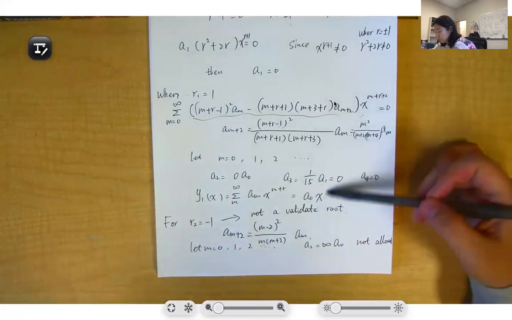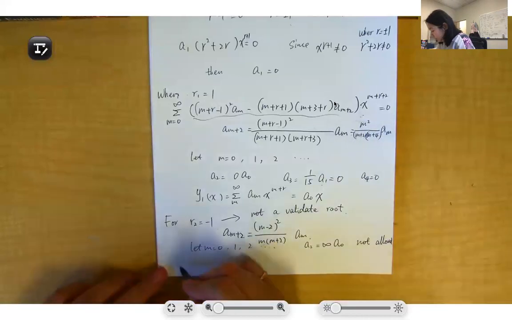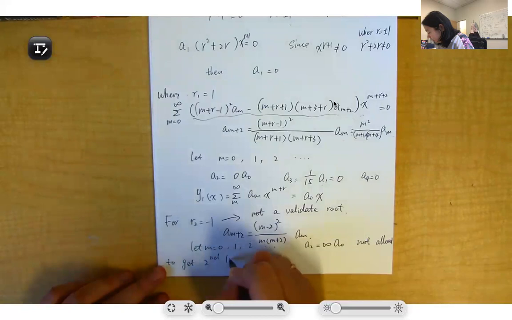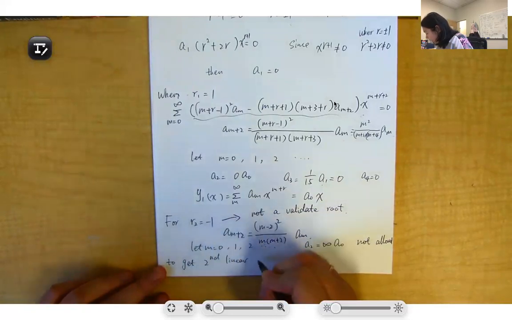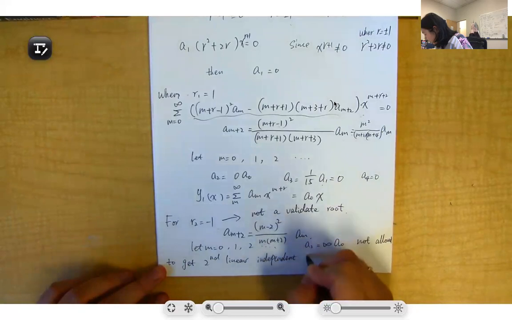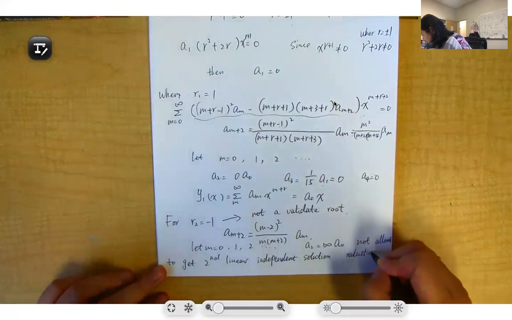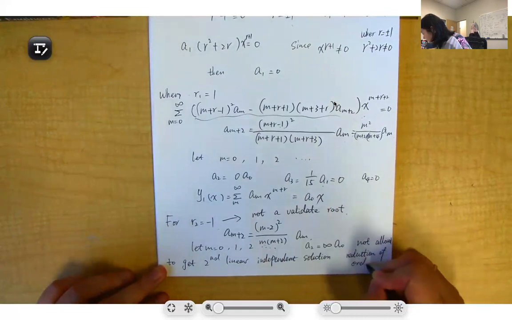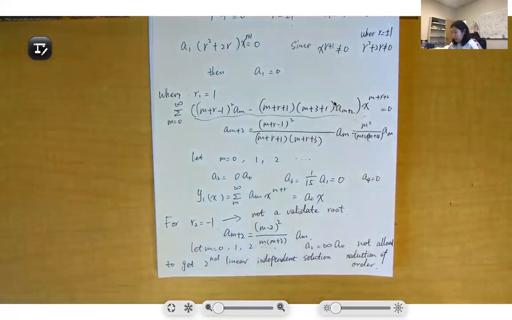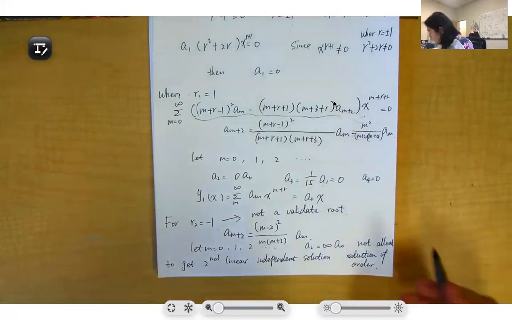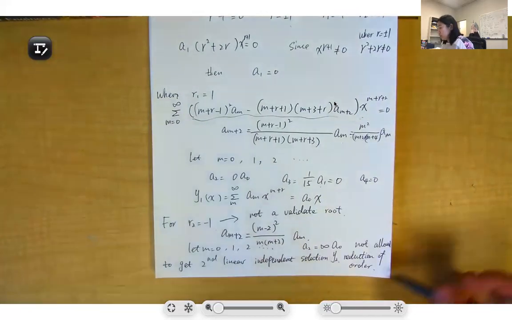In order to get the second linear independent solution, what you need is reduction of order. You need reduction of order, based on this y1, you can get y2.